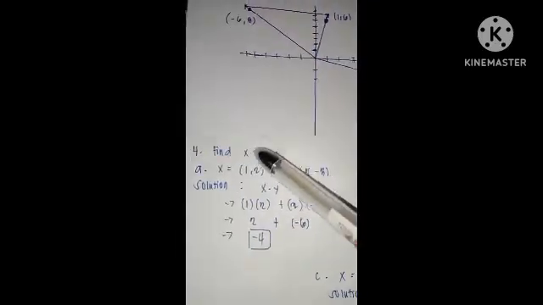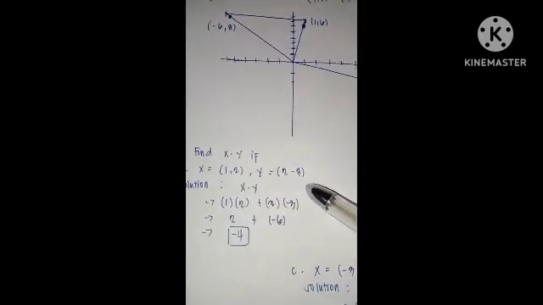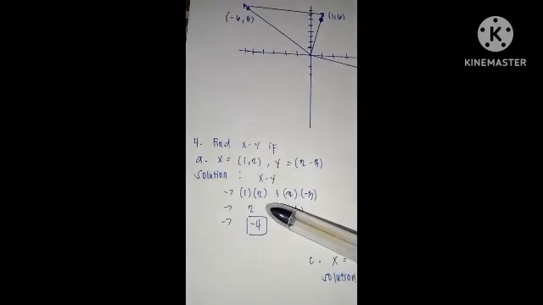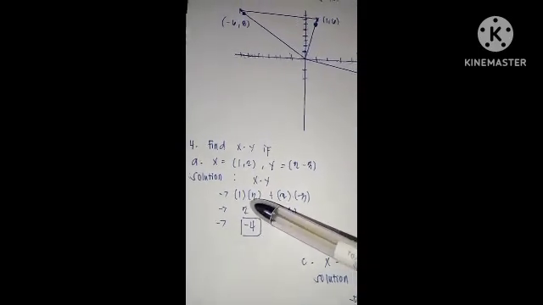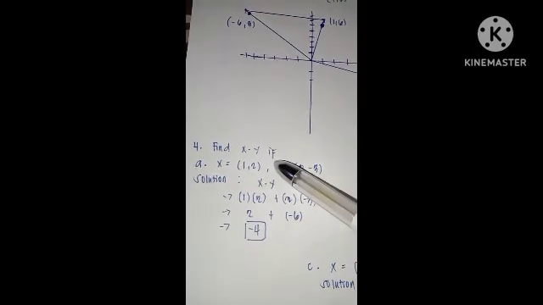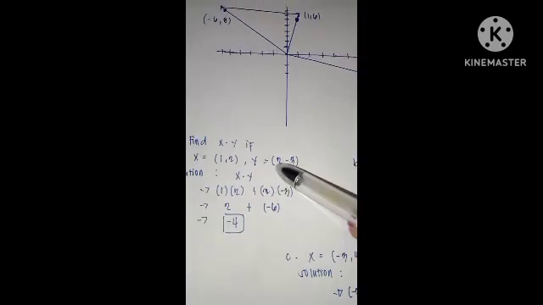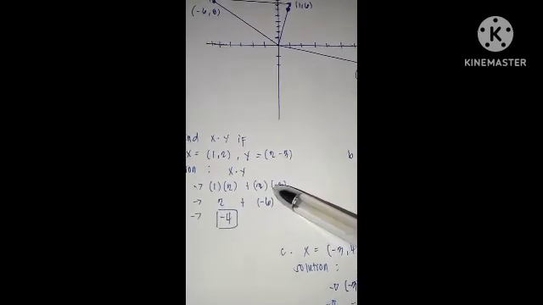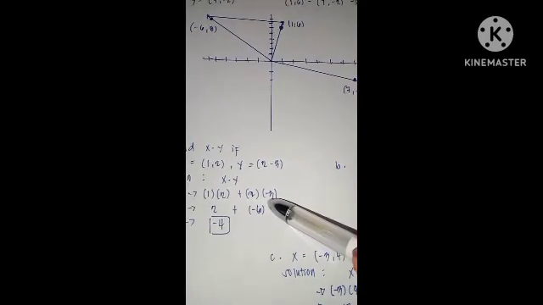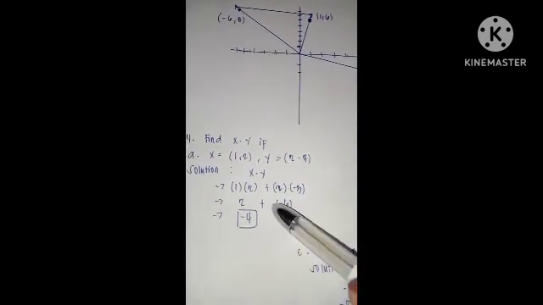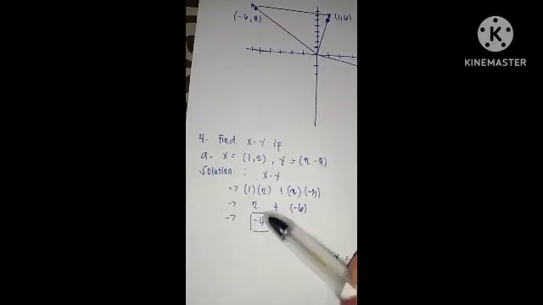Find x times y if x is (1, 2) and y is (2, -3). Solution: x times y. Our x is (1, 2), so 1 times 2 plus our y is (2, -3), so 2 times negative 3. 1 times 2 is 2, and 2 times negative 3 is negative 6. So 2 plus negative 6 is equal to negative 4.